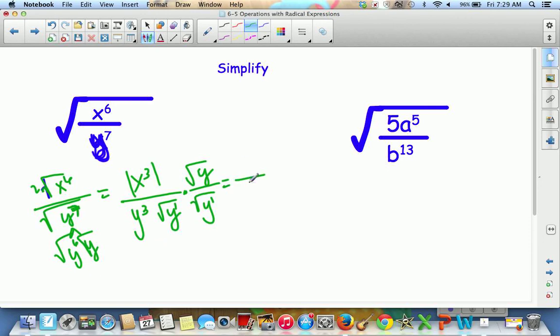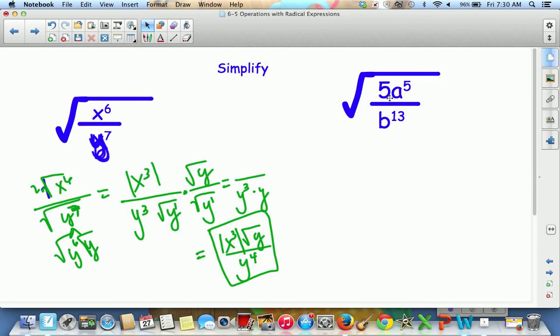We'll have enough room here. So we have y to the 3rd times y in my denominator, and that's going to simplify down to y to the 4th in my denominator. And up here, what am I going to have? Can we combine any of these? Nope. So it's just going to be x to the 3rd in absolute value bars times the square root of y. All right, so rewind if you need to watch that again, and come with lots of questions. But again, in this video I'm doing lots and lots of practice.